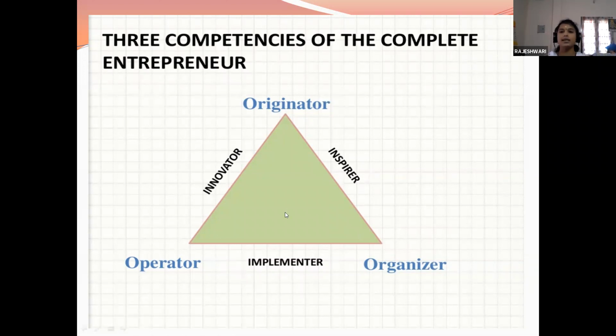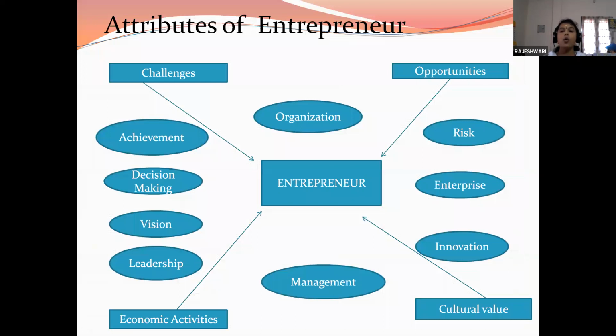So not only the single role of originator, organizer, and operator, but for those roles, they have to act as an inspirer, implementer, and innovator. These are the three competencies of the complete entrepreneur. Next we are going to see what the important attributes of an entrepreneur are.